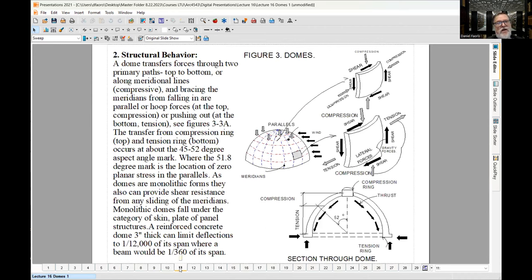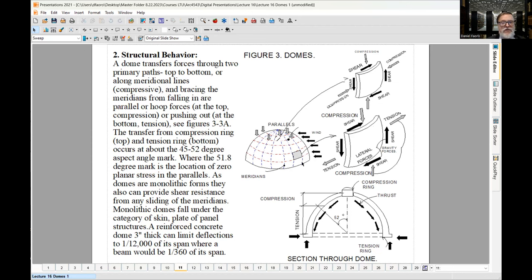Structural behaviors. A dome transfers forces through two primary paths, top to bottom. Those are along our meridional lines. And remember, these are compression. And then they also move along our parallels in this direction. And those could be compression or tension. There's also shear forces. We're not going to be addressing the shear forces in this class, but there are shear forces present in the dome elements as well.